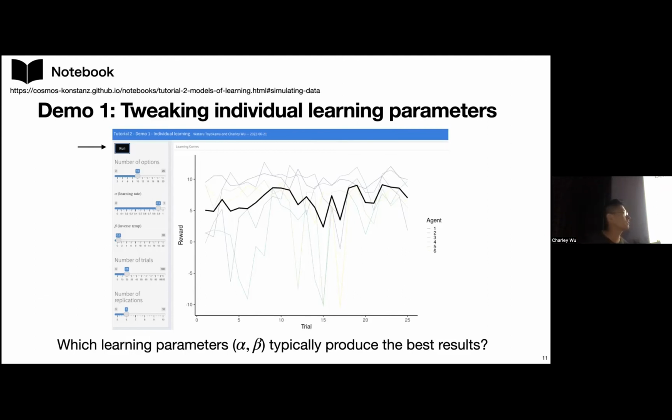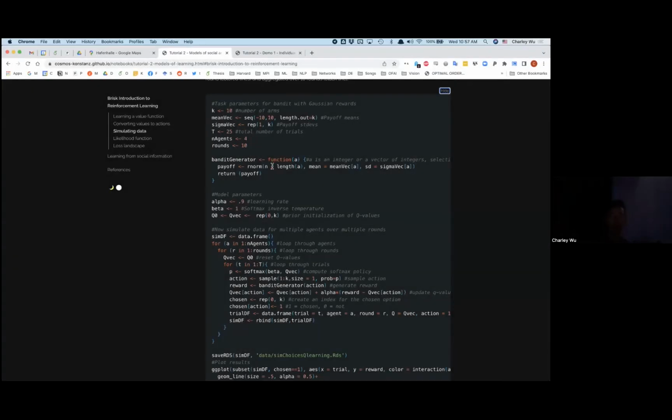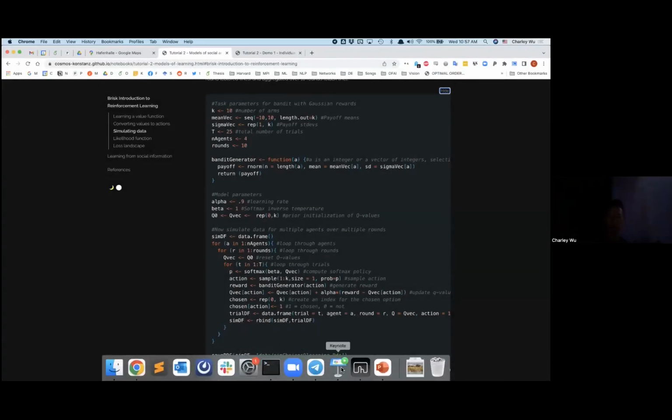Maybe we'll move on to the next section now. You can also play with this a bit more later. As I mentioned previously, there's code here that we use to simulate the data. You can take a look at this later. From that code, we can also create a likelihood function. We want to use this likelihood function to not only simulate data, but also fit data that we observe and collect from participants.